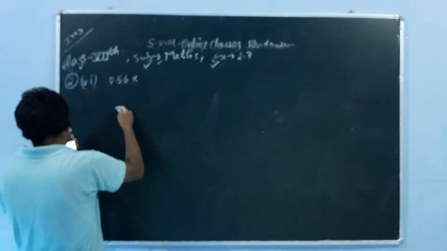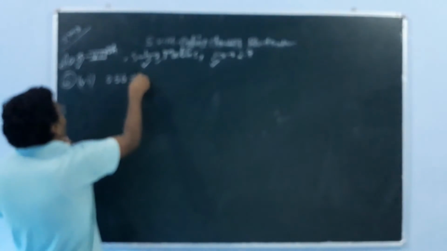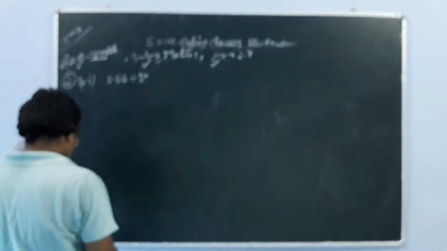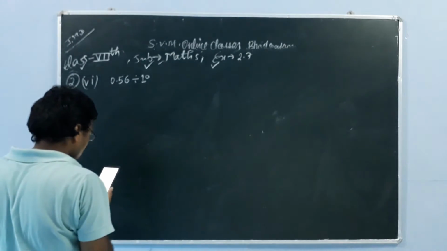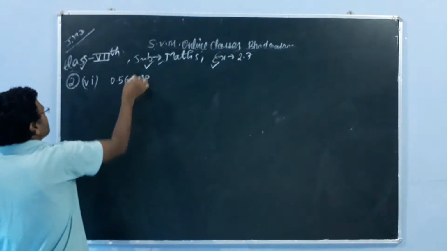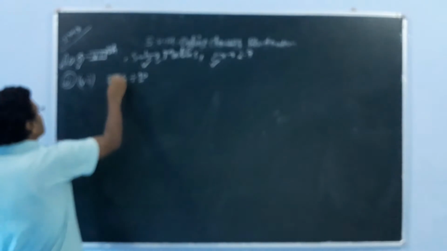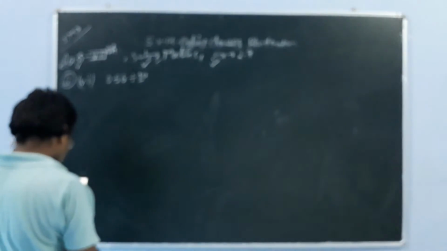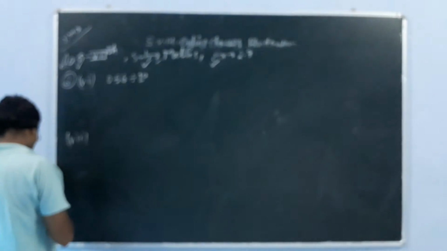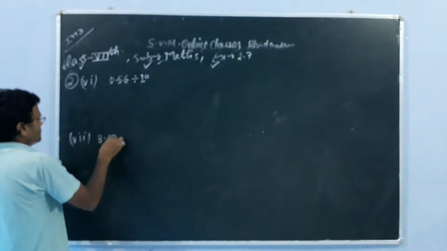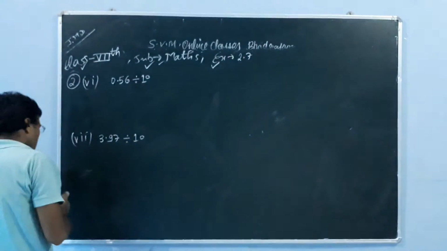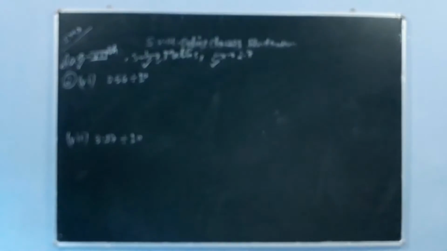Listen, actually question number 2 and part 6 is 0.56 divided by 10. And our 7th part is 3.97, again divided by 10. 3.97 divided by 10.